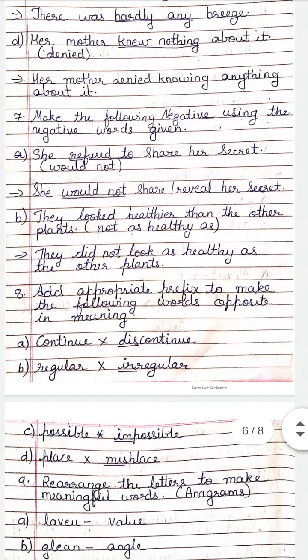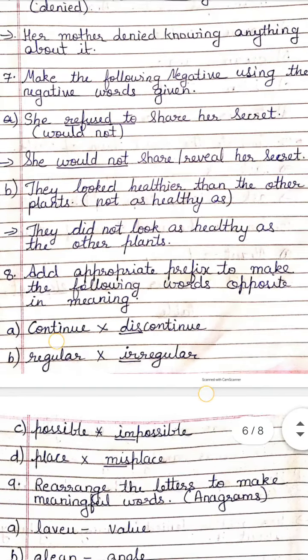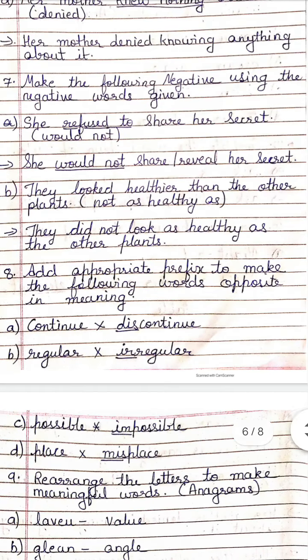Now the next is just the opposite of what we did now. Make the following negatives using the negative words. Now you have to make the sentences negative. In the above example, you made the sentences affirmative. Now you have to make the sentences negative, by using the negative words. So just the opposite of what we did now.